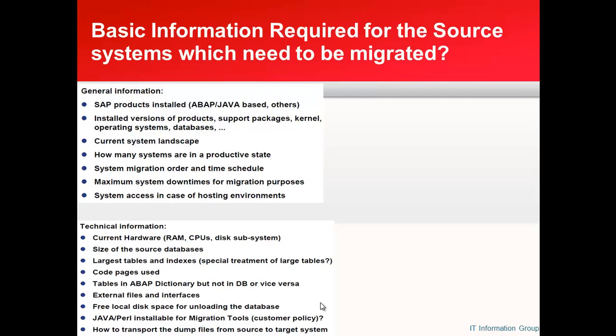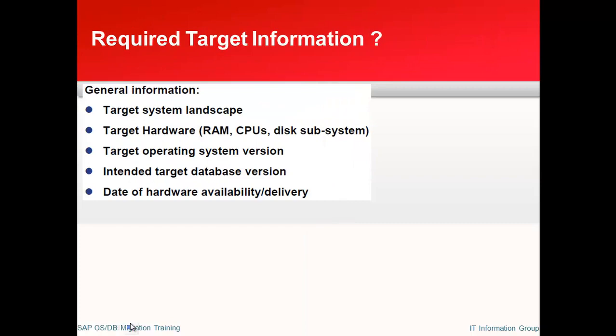The reason is that in some scenarios, we may move from one location, say we have a data center in XYZ location, say in San Jose, and we want to migrate that to, say, a data center in New York. So we need to figure out a way to transport the dump file from the source system to the target system. So that is about the information that we have to collect from the source system.